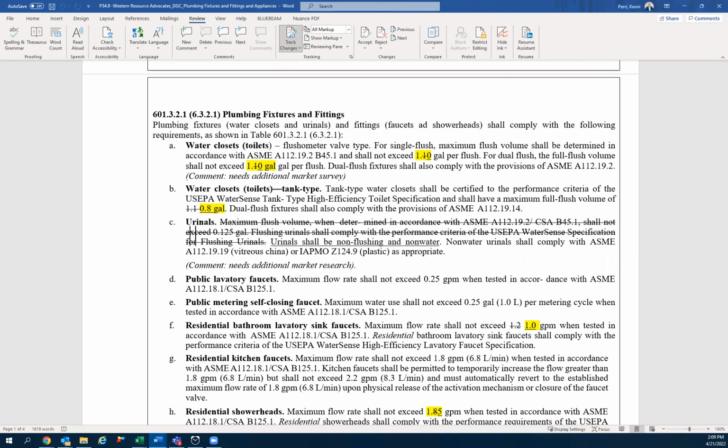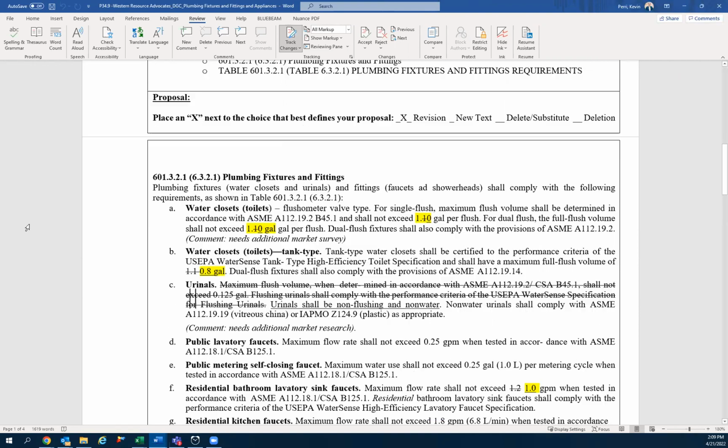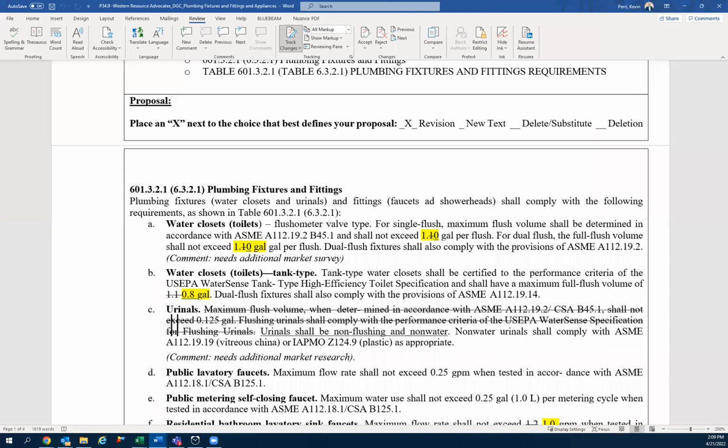Great, thanks, Kevin. This is Lindsay Rogers. I'm a water policy analyst with Western Resource Advocates. And during the last meeting, I presented this proposal to make some amendments to the plumbing fixtures and fittings section that would make certain plumbing fixtures more water efficient than what's in the current green code. So specifically updates to toilets, urinals, residential bathroom sinks, and residential shower heads.